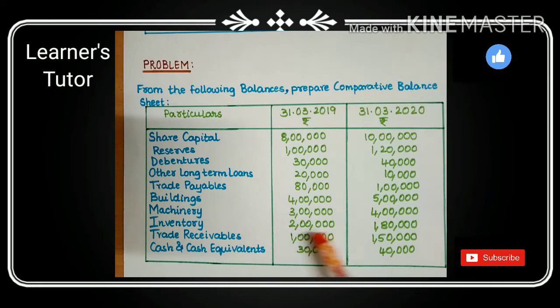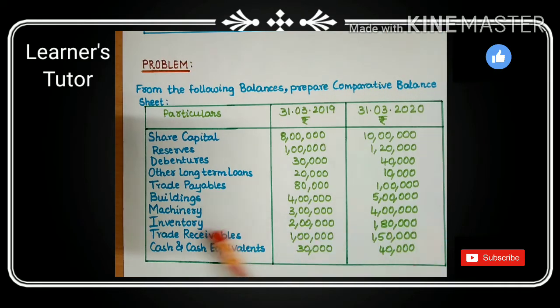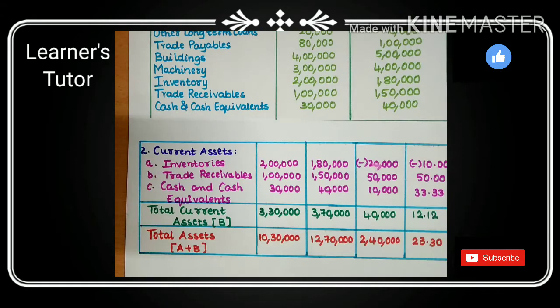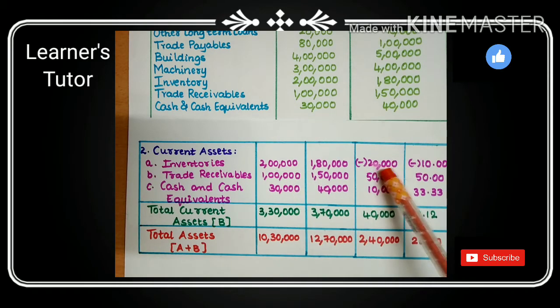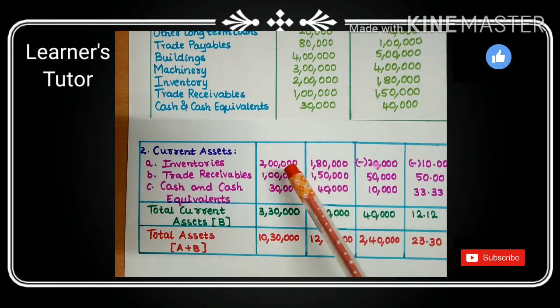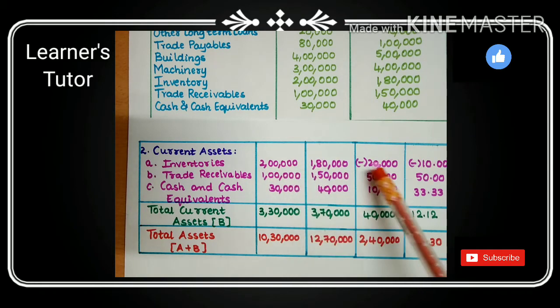Inventory 2 lakh and 1 lakh 80,000. Inventory is also known as stock. 1 lakh 80,000 minus 2 lakh is minus 20,000. Why is it minus 20,000? Present year is less than the previous year, so it is coming in the negative. So minus 20,000 divided by 2 lakh is 10%, that is minus 10%. When it is minus here, it is also minus there.